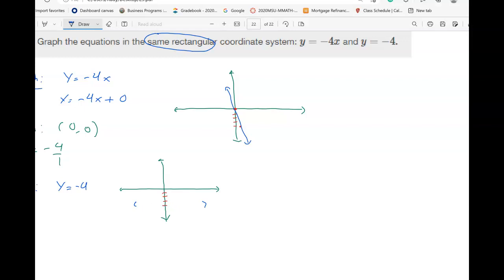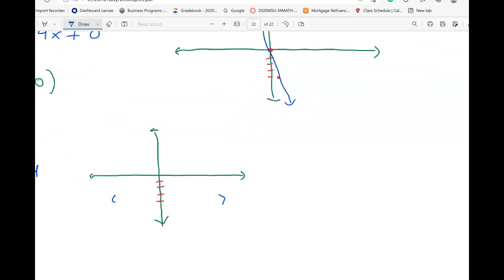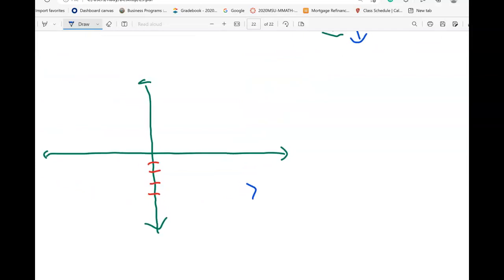Okay, so give me just a second. Let me fix that horizontal line. Okay, there we go. Now it goes through the line.